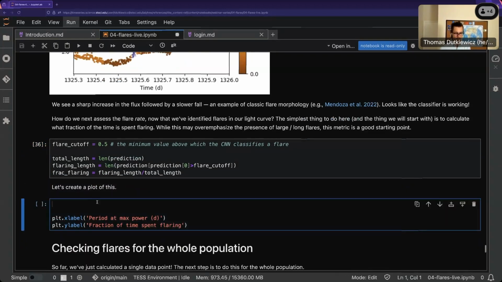Cool. We're going to create a plot of this result now. So we'll do a plot.scatter, pg.period, oopsies, period. If I still can't spell, period at max power.